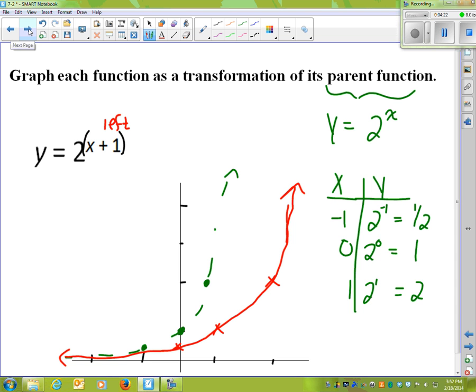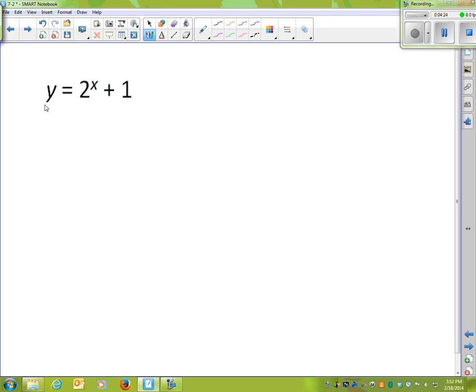So let's take a look at the next problem. Y equals 2 to the x plus 1. So this time the plus 1 is not with the x value, it's on the outside. So I'm going to do exactly what it says and move each point of my parent function up 1 space. All right, so let's go ahead and graph the parent function. I'm going to push pause and graph it.